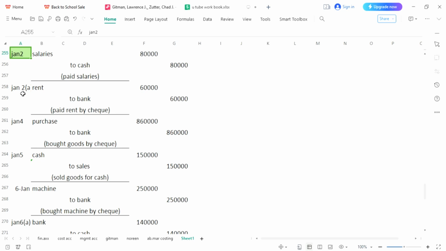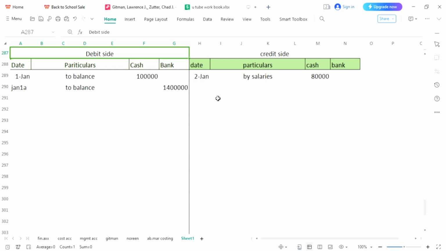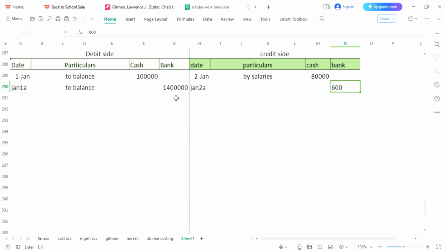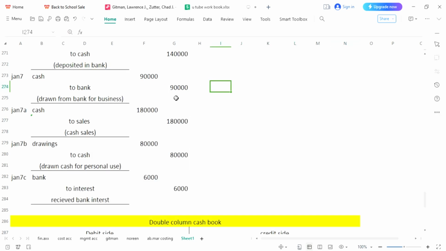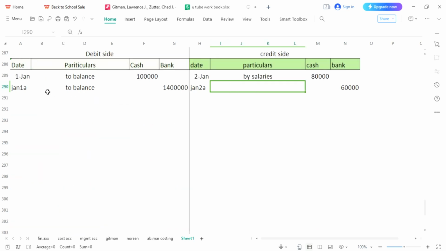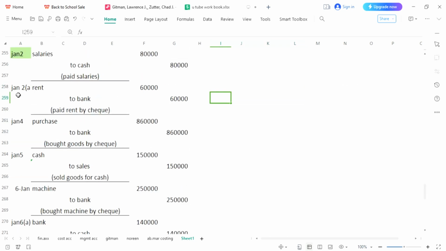Now January 2A, where bank is credit. Okay, January 2A. Here you will write January 2A, where bank was credited. Look at here, bank is credited by 60,000. So you will post 60,000 on the credit side of bank and see what is written on the opposite side, rent. So you will mention rent. Alright guys, now you can see that this January 2A entry has also been completed and we will mark it as it has been done.